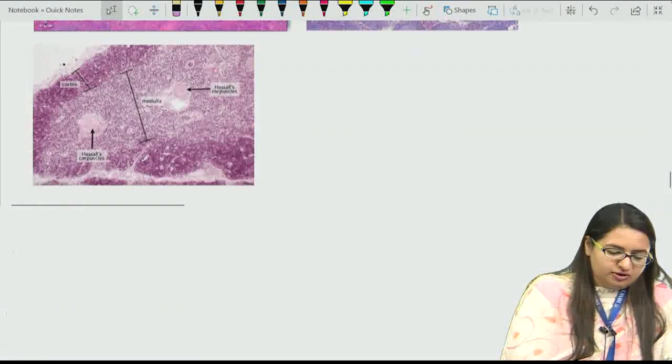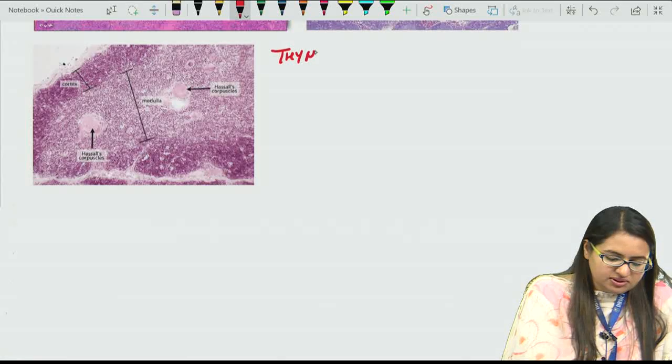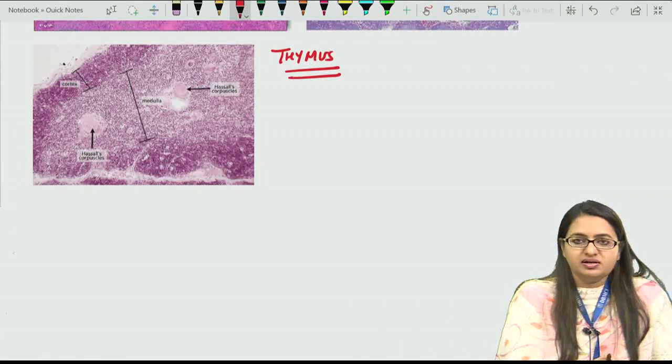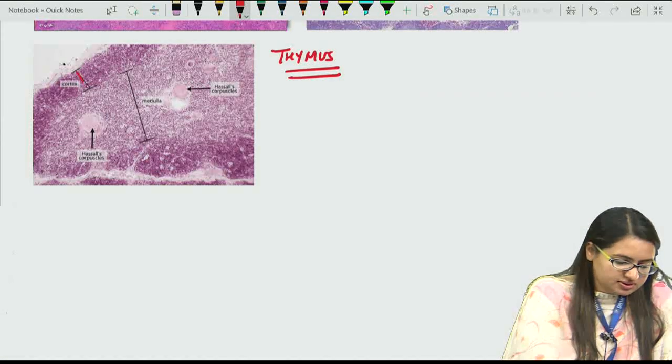When we compare it with the slide of the thymus, this is the slide of thymus. In the thymus, towards the outer side we have a dark staining portion, which is the cortex. This is the cortex region towards the outer side.